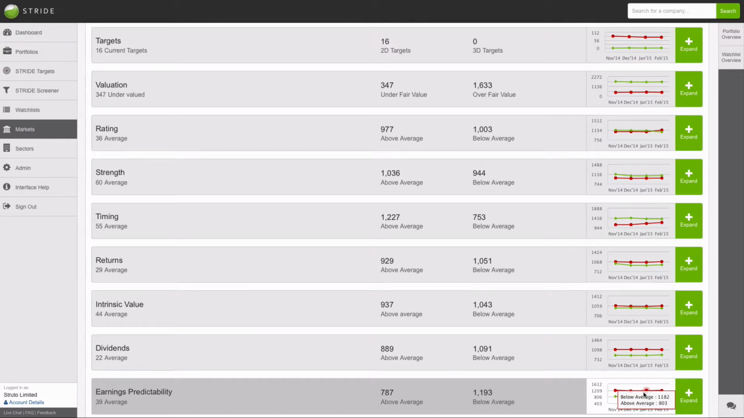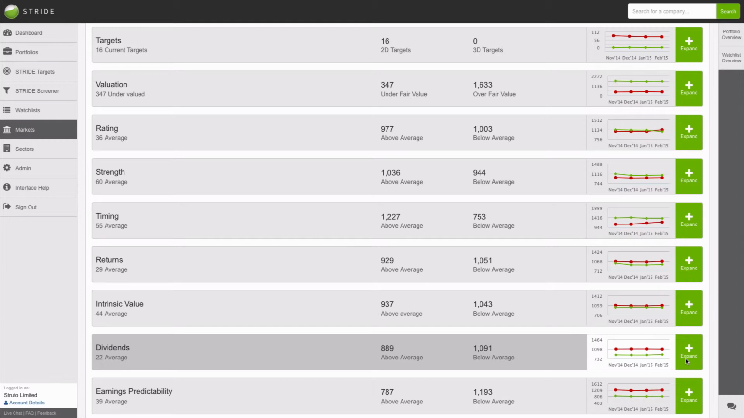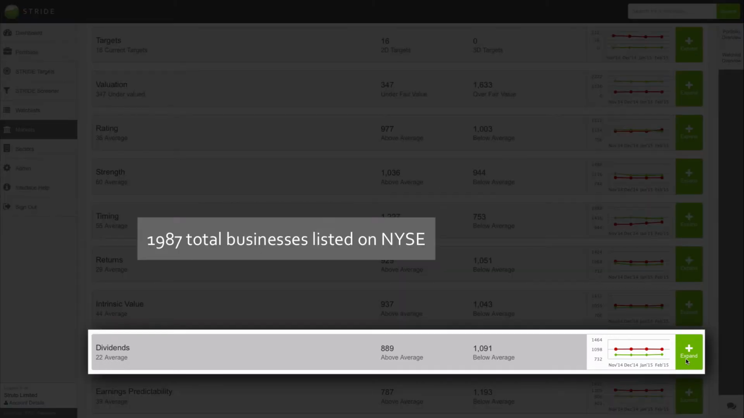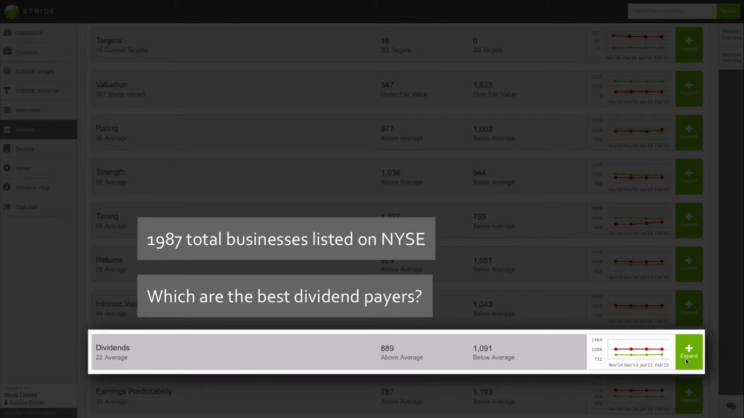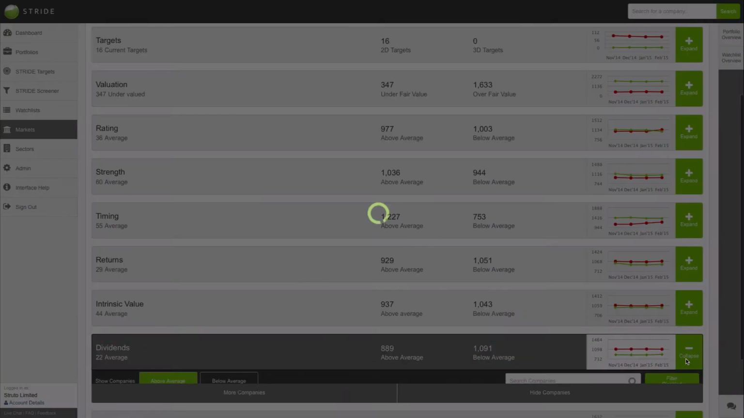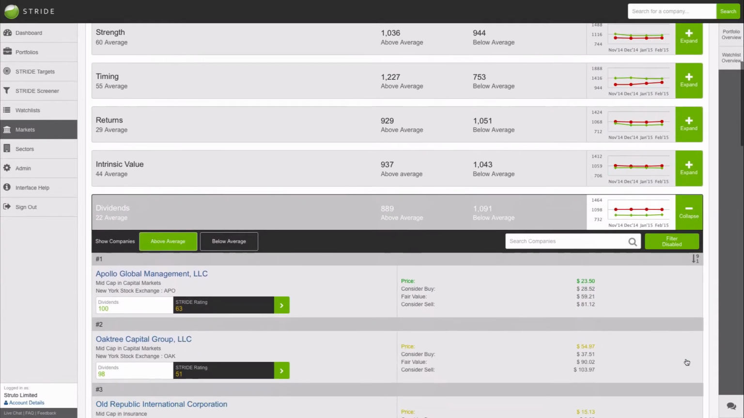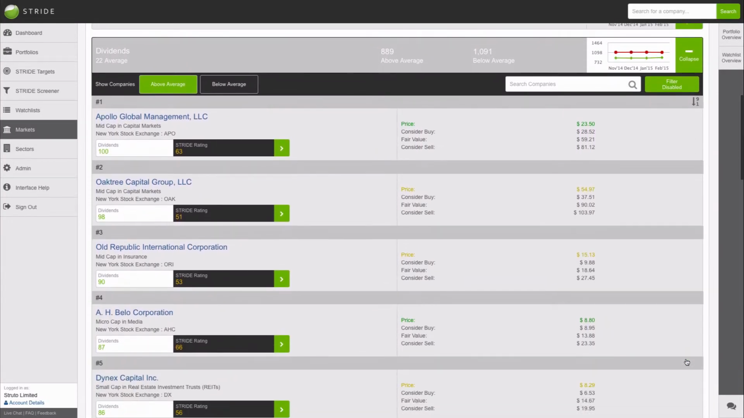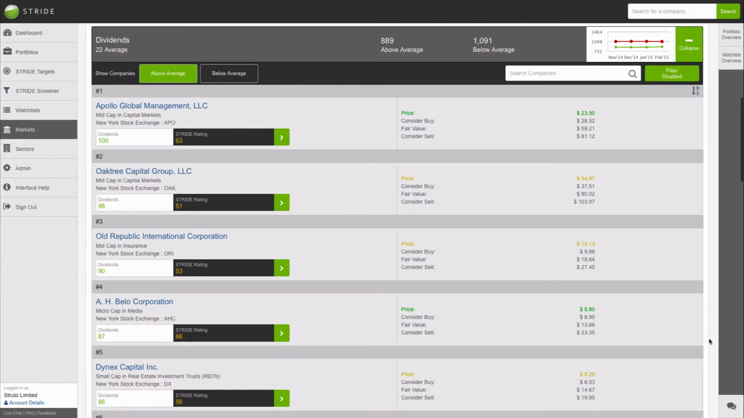very specific predefined criteria. If receiving dividends is an important inclusion for you in your investments, you might start your research here. Of the 1,987 listed businesses, 889 of those achieve above the market average Stride D score of 22, compared with 1,091 scoring below that average. Expand the list to see all dividend-paying companies ordered highest scoring to lowest by default. You can change this if you want to.